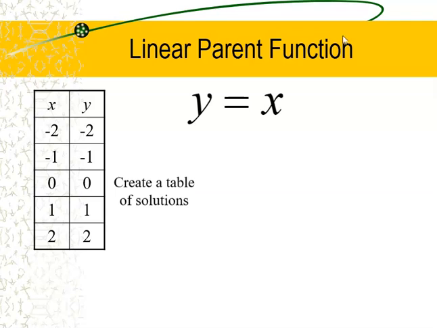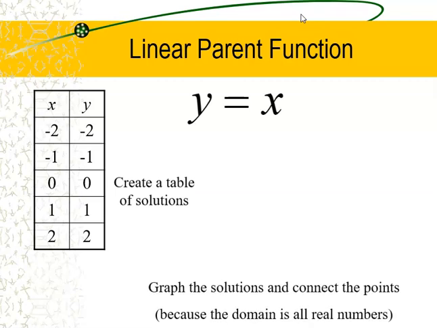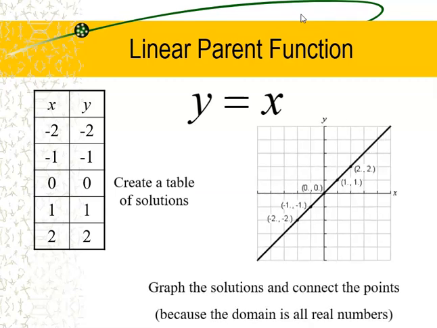When you plot those 5 points on a graph, you will connect the points because the domain of the linear parent function is all real numbers. So those are all plotted and you can see the connected line there.